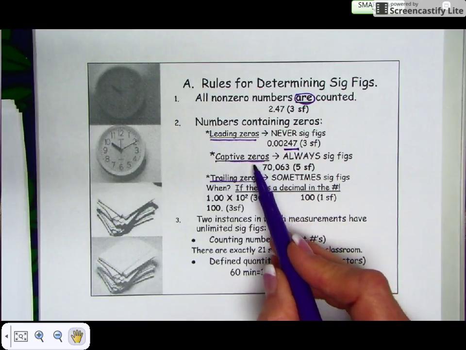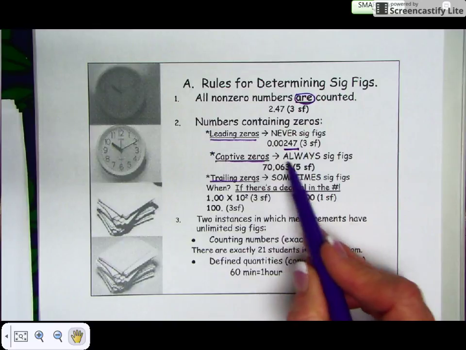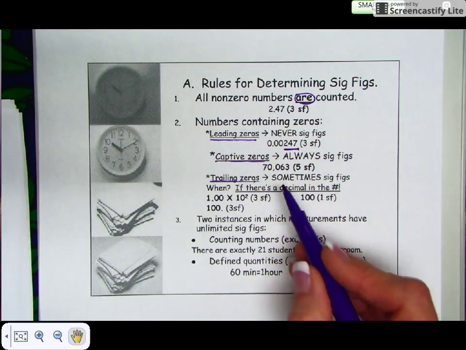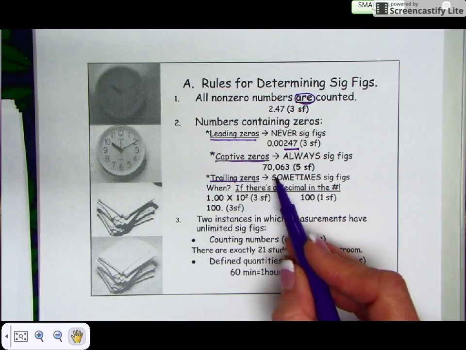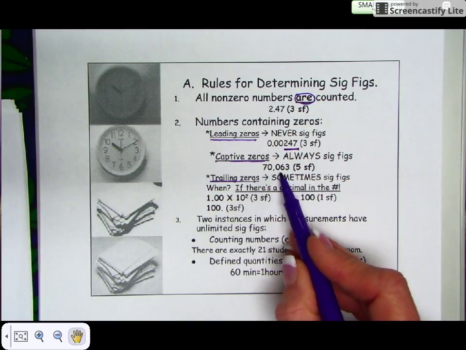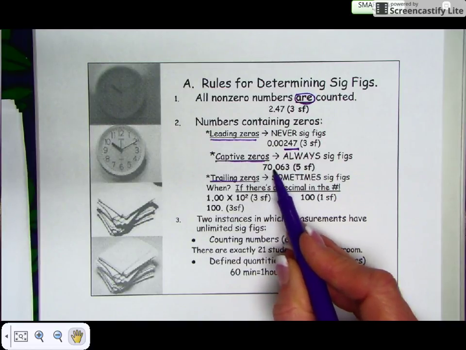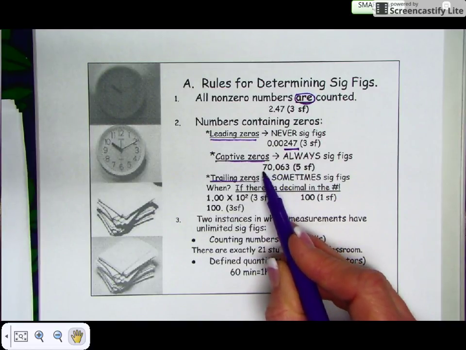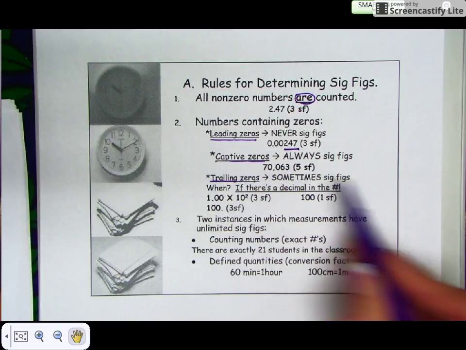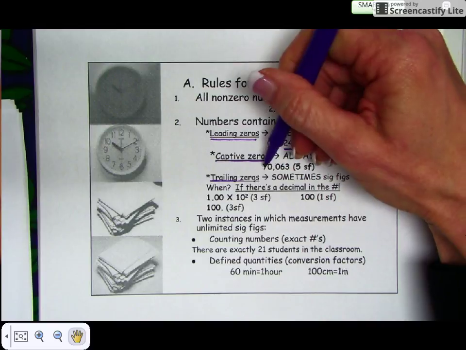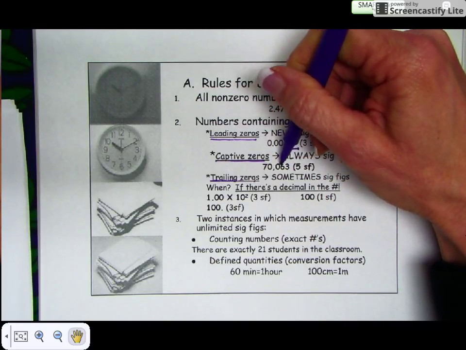The second type of zero is a captive zero, and captive zeros always count as sig figs. I always think of it as they're trapped in there and you have to count them. So in the number 70,063, we see that we have 2 zeros that are between non-zero digits, which makes them trapped or captive. And they always count. So this number here would have 5 significant figures. You would count every digit that you see here.